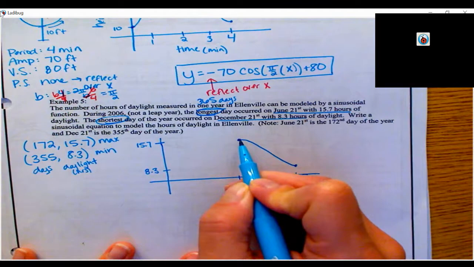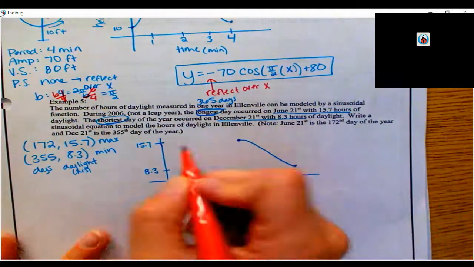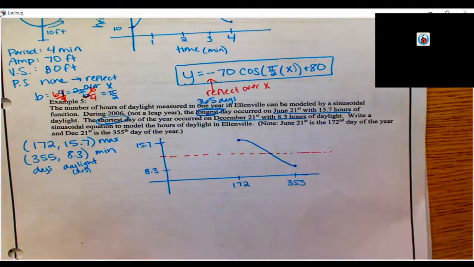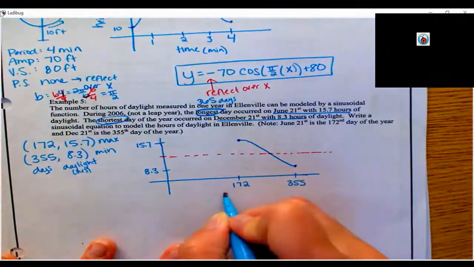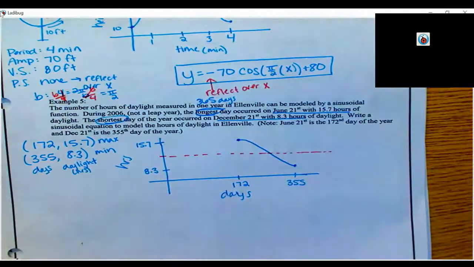And we're starting at our max here. Here's our min. We need to figure out the midline, which is halfway, because that's helpful information. This is days, this is hours. How am I going to find that? Why don't you see if you can calculate that midline? I'll give you a second to do that.